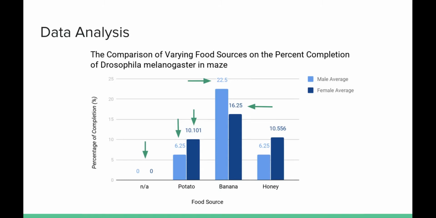The fourth and final trial consisted of honey at the end of the maze, in which 6% on average of the males completed the maze, while around 11% of the females completed this maze. The males in this trial completed around 16% less than the males in the banana trial, and the females in this trial completed around 6% less than the females in the banana trial. However, the females in this trial completed around 4% greater than the males in this trial. The overall trend points to the banana trial as being the most completed maze of the flies that participated in this trial.